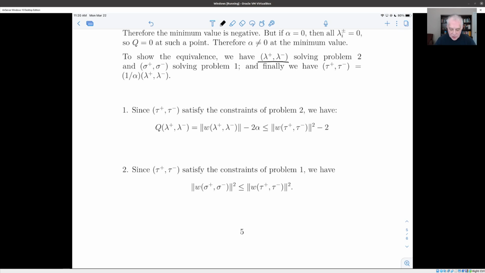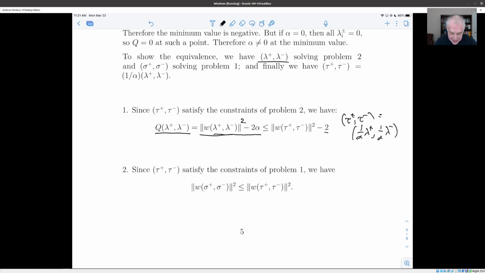So let's start by noticing that if you look at tau plus and tau minus, since they satisfy the constraints of problem 2, and lambda plus and lambda minus give the smallest possible value of q among points satisfying those constraints, that q of lambda plus lambda minus, which by definition is w of lambda plus lambda minus squared minus 2 alpha, must be less than or equal to the value at tau plus and tau minus, which is w of tau plus tau minus squared minus 2, because remember, for tau plus and tau minus, this is 1 over alpha lambda plus and 1 over alpha lambda minus, and alpha is the sum of the lambdas, so the sum of the taus is 1. So the 2 alpha becomes just 2.